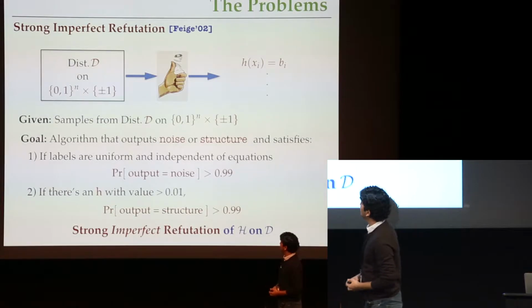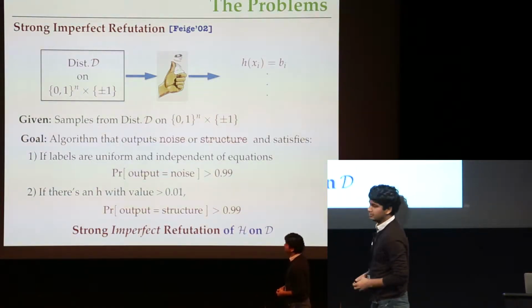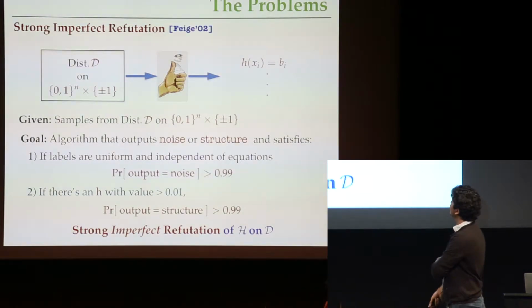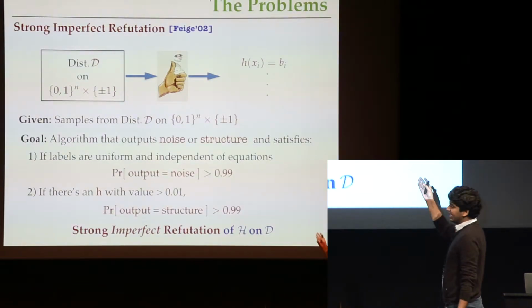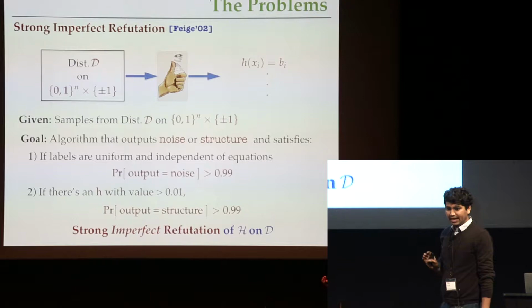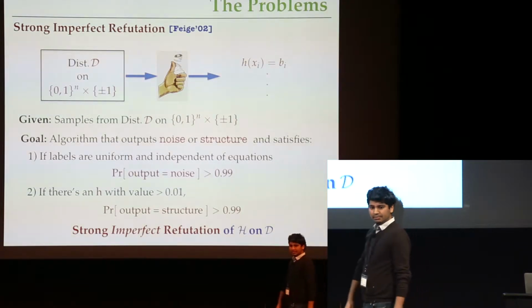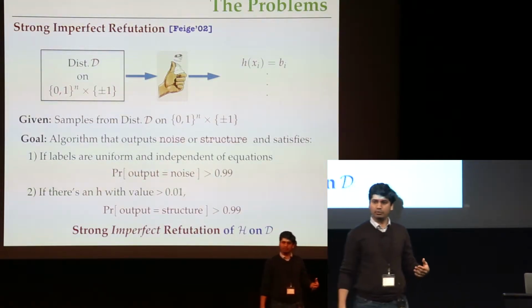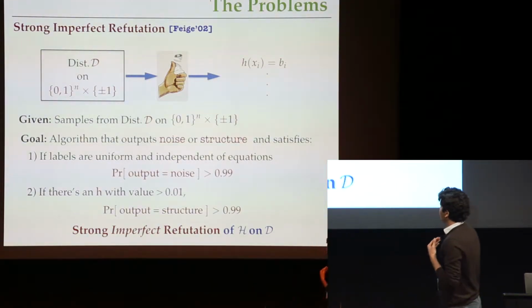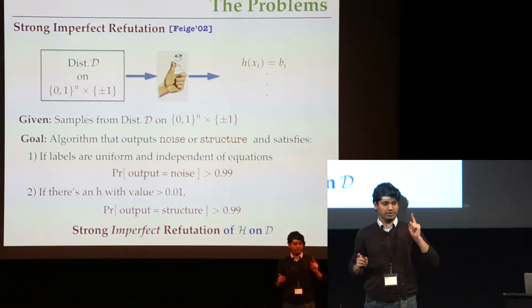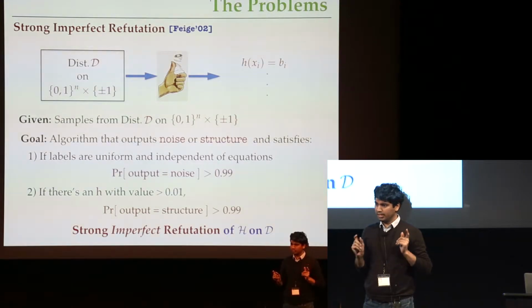So now I want to define imperfect refutation. Sorry, this slide puts a lot of information together, but I'll parse all of it out. The setting is quite similar. We again have a distribution, and the distribution is still on examples and labels. But the goal of the algorithm here is much weaker than before. The goal of the algorithm is to just output a single bit. So it either outputs structure or noise.